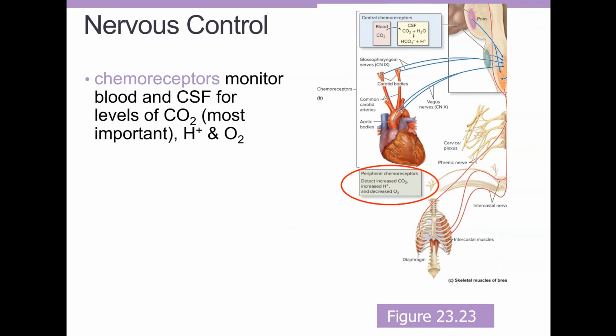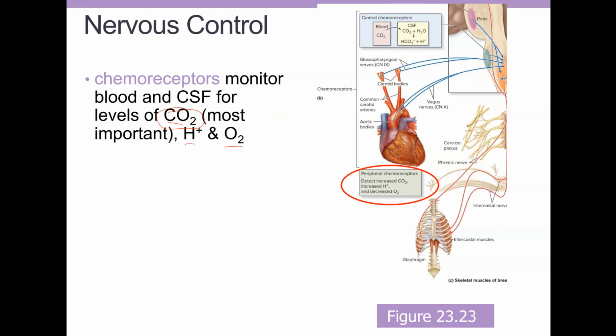And chemoreceptors are monitoring things. So these are receptors, sensory receptors, like we learned about in chapter 16, and they are monitoring the presence or absence of certain chemicals. They're very, very specific, monitoring different things. Here you've got chemoreceptors for carbon dioxide, hydrogen ions, and oxygen. They're monitoring your blood. They're also monitoring your CSF, your cerebrospinal fluid. And the most important one to monitor there is the CO2 levels.